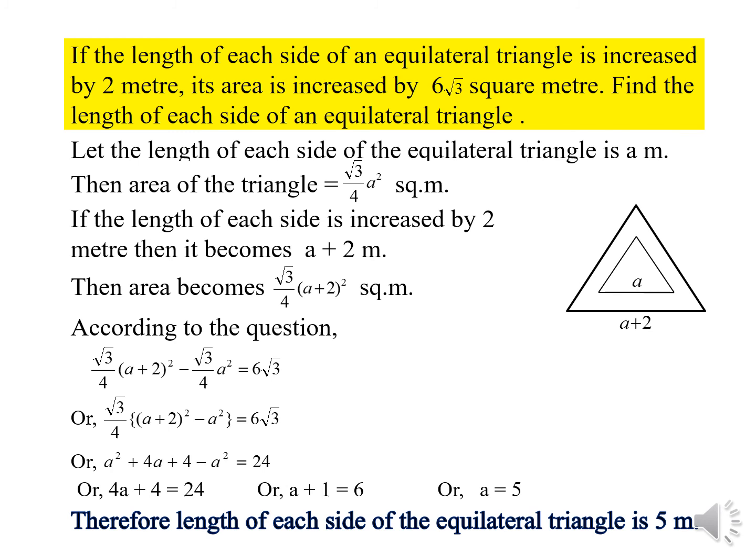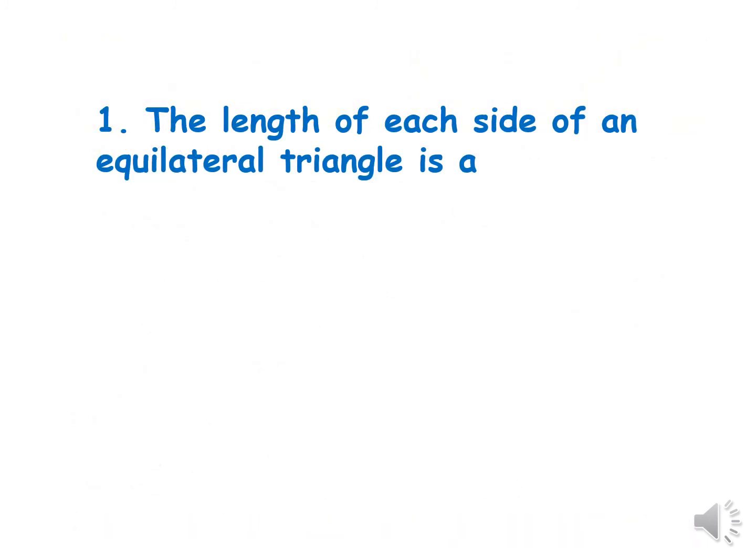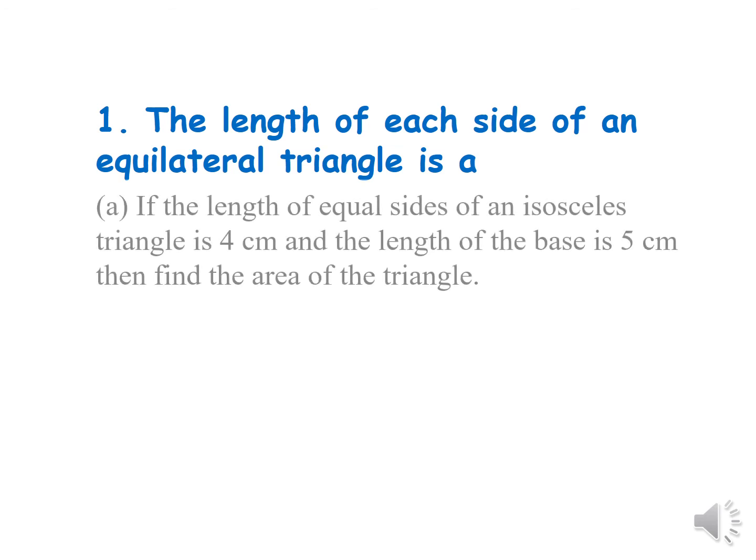Okay, my dear friends, now I want to give a homework. The length of each side of an equilateral triangle is A. This is the stem. Then question number A. If the length of equal sides of an isosceles triangle is 4 centimeter and the length of the base is 5 centimeter, then find the area of the triangle. So already I have discussed the area of an isosceles triangle. So using that formula you will easily solve this problem.